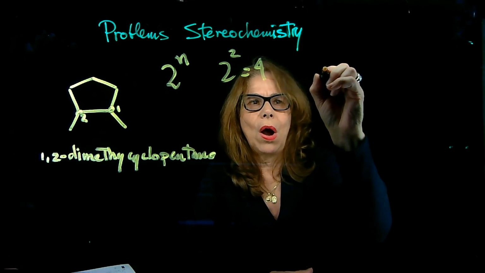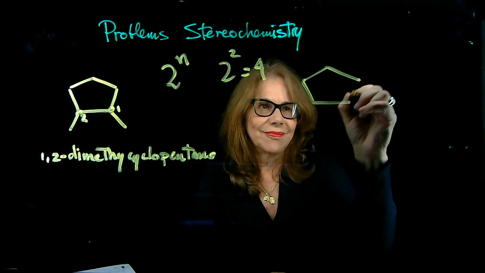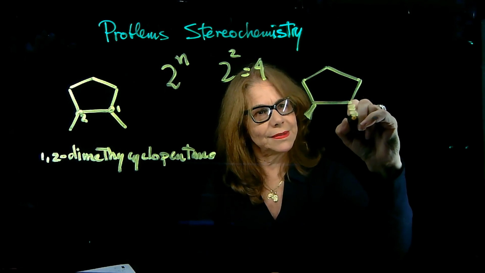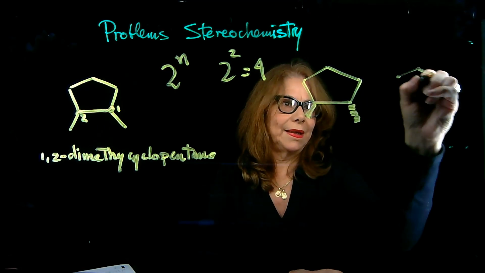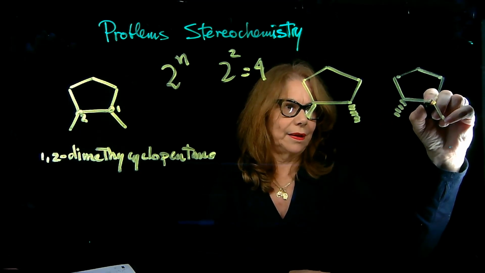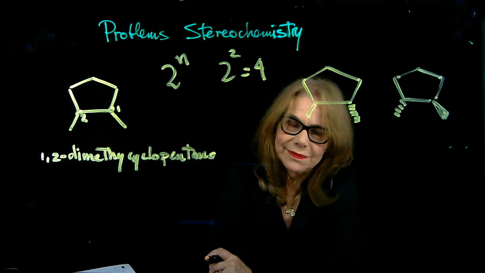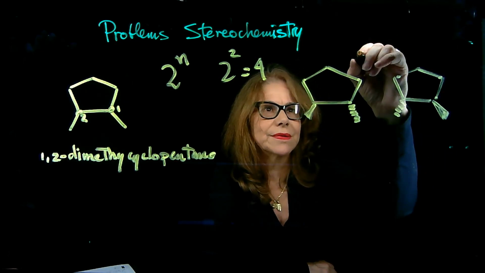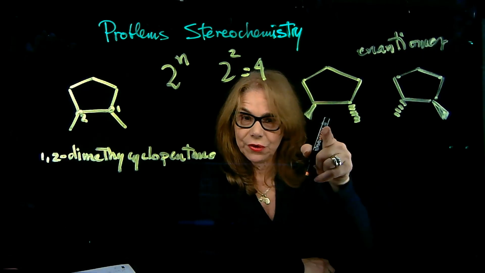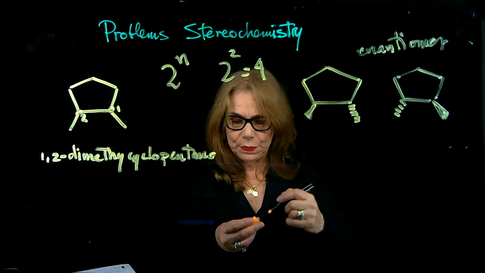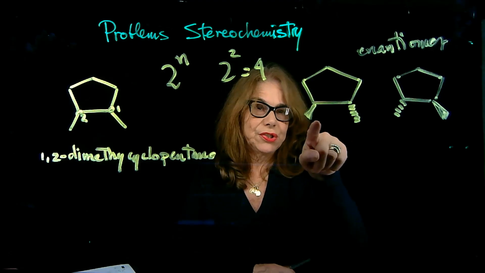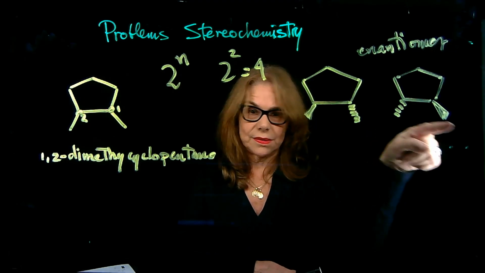So let's draw one possible stereoisomer. I can have this. And then I can have an enantiomer, so I'm going to invert the center, and I'm going to invert the other center. Okay, this is a pair of enantiomers. So when you have enantiomers, remember that the configuration of each chiral center is inverted. This is inverted, this is inverted.